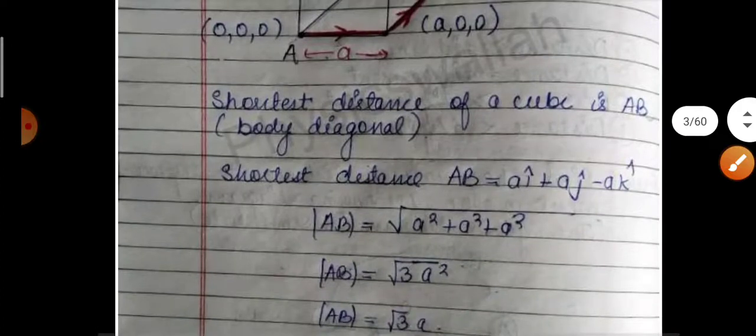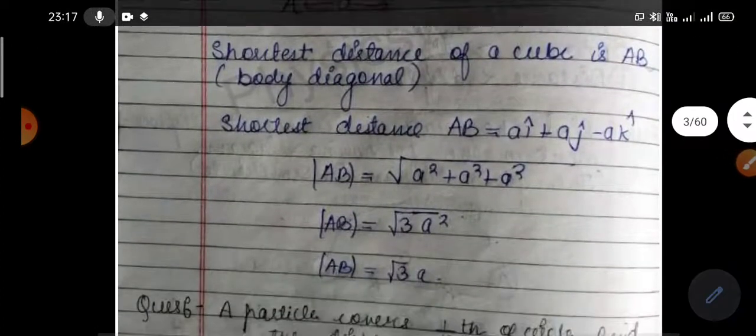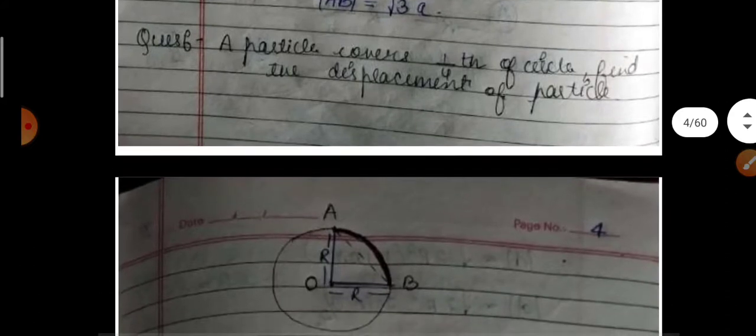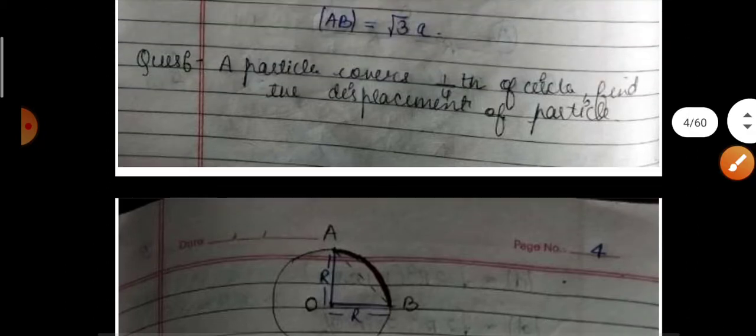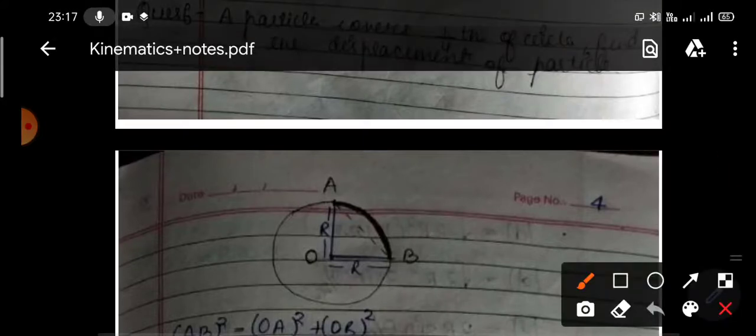Now the next question is that a particle covers 1/4 of a circle. Find out the displacement of the particle. So suppose a particle starts from point A and it covers 1/4 of the circle, that means this much distance. Now we have to find out the displacement.